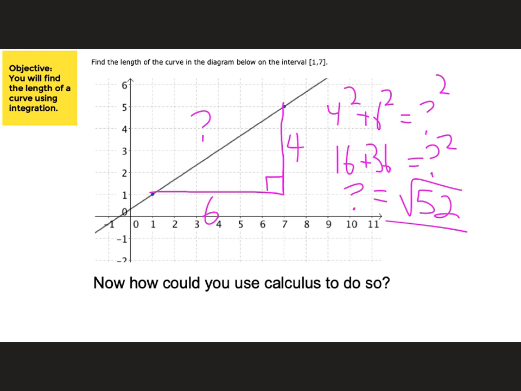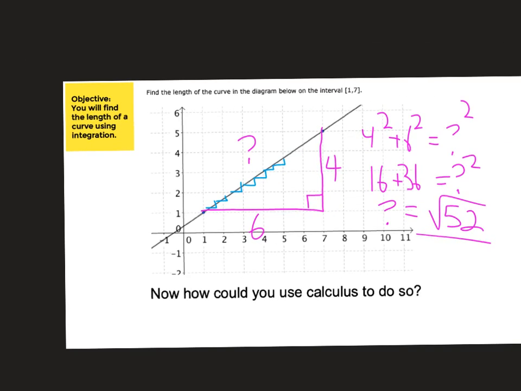Okay, so we need to use calculus. We want to find the length of that curve. So when I think calculus, I think of adding things up. So what if I thought of a whole bunch of tiny little triangles, and I added all of that up? So like each of these triangles, let's do this.